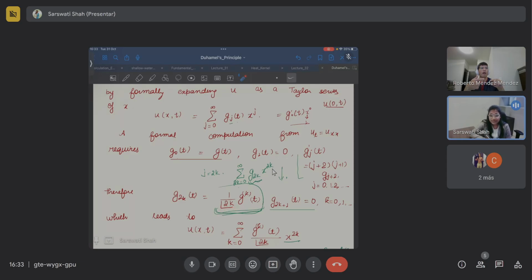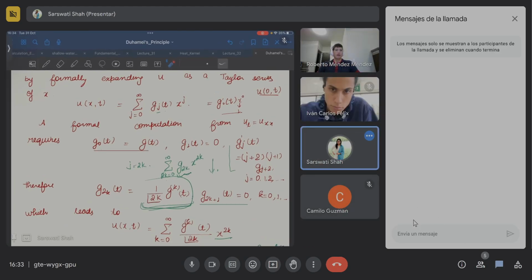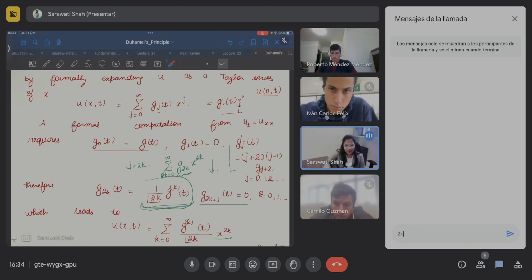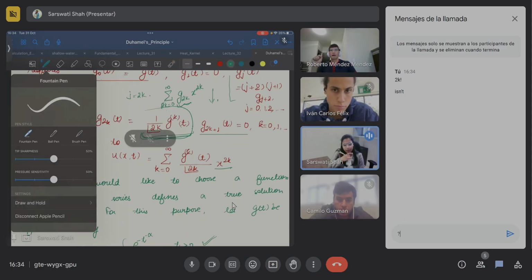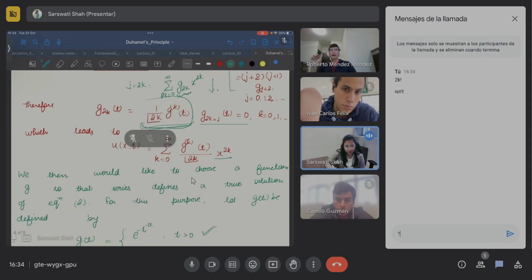Not 2t factorial, factorial 2k. No, not 2t factorial. Because if you are going to write it factorial 2t, then how will it be? Yeah, it is factorial 2k. Cannot you see that? That's why I'm asking. This is a simple thing.